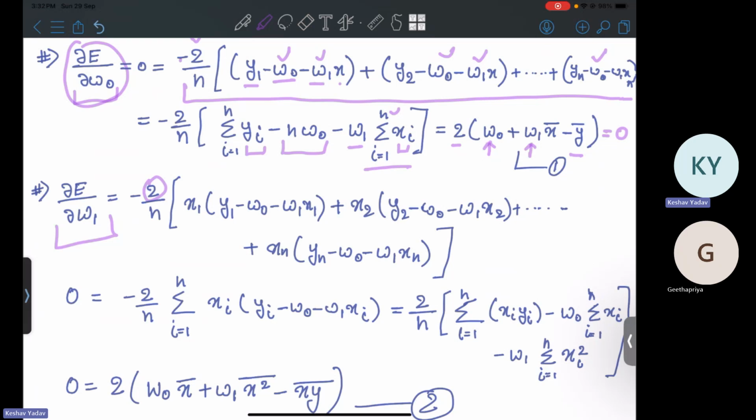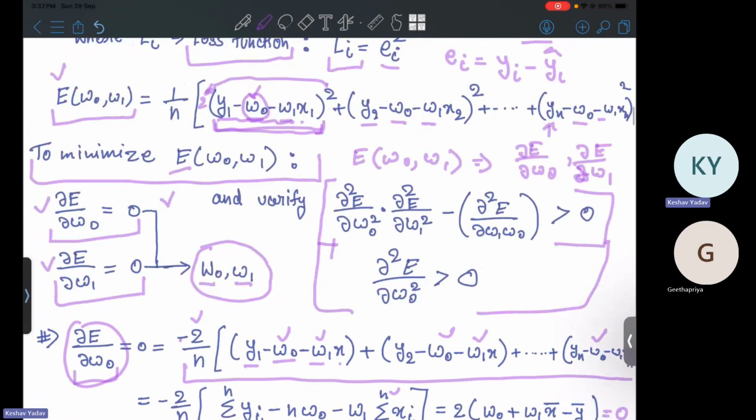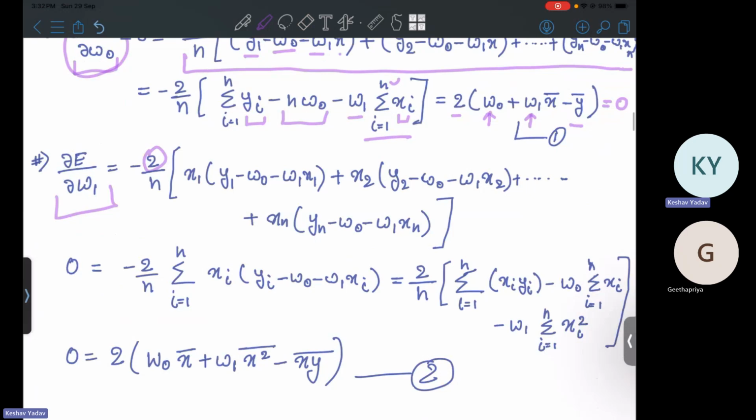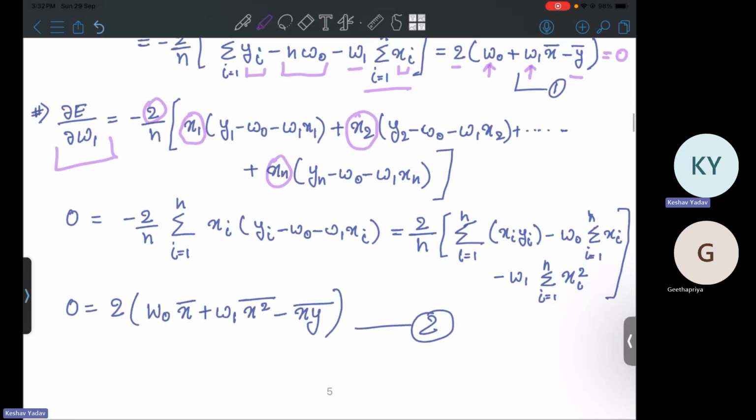Similarly, if we do del E upon del w1, -2 will come outside. But if we do the differentiation of this term, one additional term x2 will come. So similar to that one, in that case, 1x1 will come. In this case, 1x2 will come. In this case, 1xn will come. So similar to that case, we can write in terms of summation. So the summation will be equal to -2 upon n, i goes from 1 to n, xi multiplied by (yi minus w0 minus w1 xi).